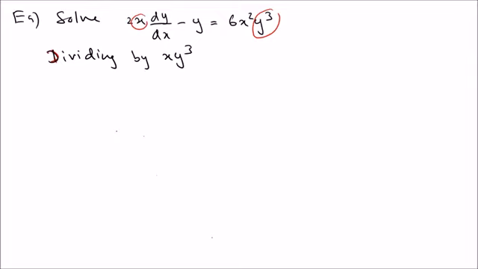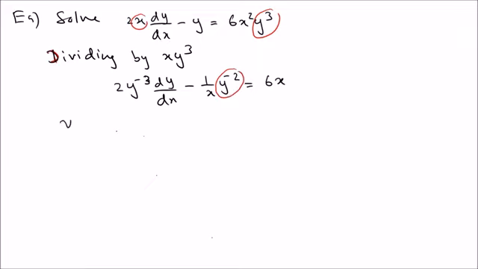So you're going to get 2y cubed y to the negative 3 dy over dx minus 1 over x y to the negative 2 equals, one of the x terms gets cancelled, y cubed gets cancelled, so you're going to get 6x. That's what you get. Now the substitution. Now you can see that you get to the form that we want. Now we're going to substitute for that.